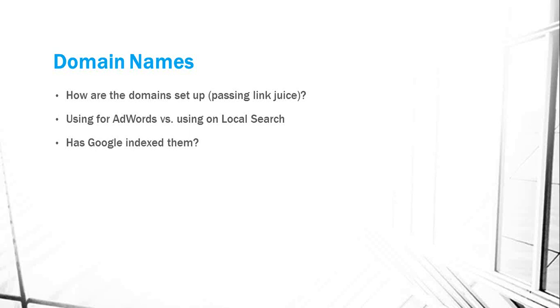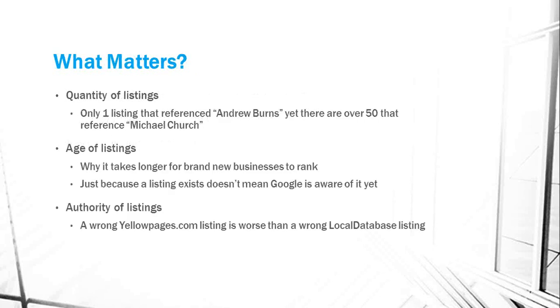Another thing that we'll also have our team look at is if Google even recognizes the domain names, because half the time just because you have a domain name doesn't mean that Google's aware of it. It has to be listed somewhere else in order for them to find it and crawl it. So what matters overall? There's a few things that matter, and this is where it becomes really important: the quantity of listings. Like I mentioned earlier, that one listing that we found that referenced Andrew Burns instead of Michael Church, there was only one of them. Nowhere else was this Andrew Burns referenced. So is it going to hurt Michael Church? Probably not.